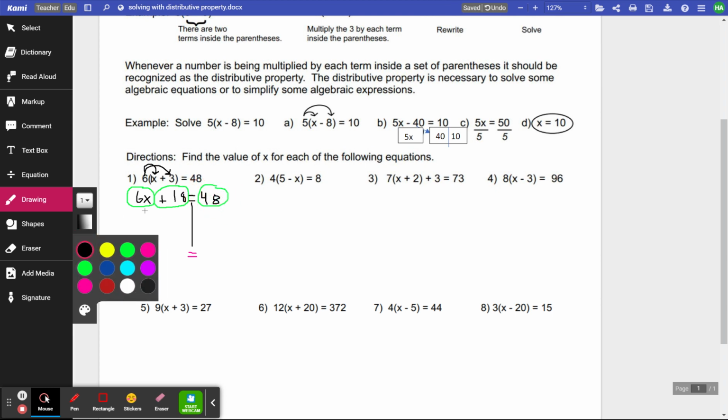And I have to ask myself, how many of these terms have x's? And I see that this term has an x. So I'm going to give it 1 box on the variable side here. And how many terms don't have x's? 1, 2. So I am going to give it 2 boxes.